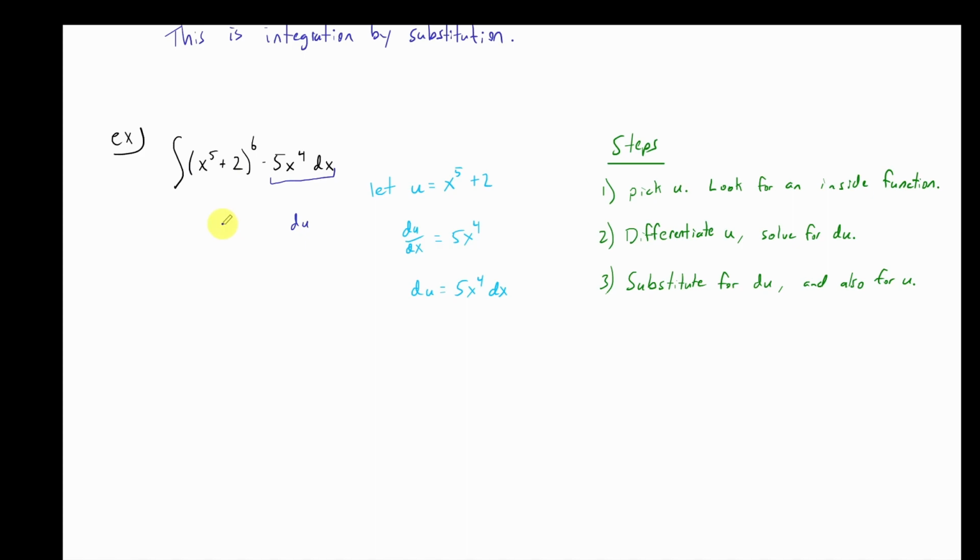X to the 5th plus 2 becomes a u, and it's still raised to the 6th power. So we have an integral of u to the 6th du. And I can integrate that like normal, because u is my variable. We just use the power rule. Add 1 to the power, divide by the new power. Don't forget the plus c.